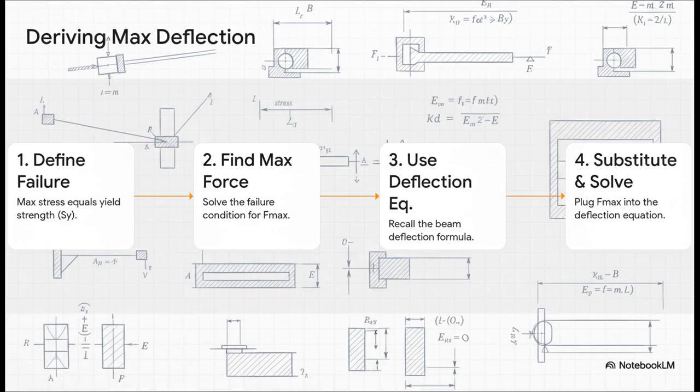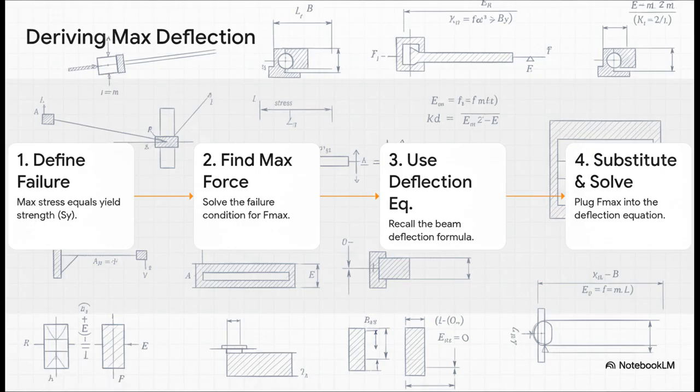First, we define our failure point as the moment the max stress in the beam hits the yield strength, Sy. Then, we can rearrange that equation to solve for the maximum force the beam can take. Next, we just plug that max force right back into our original deflection equation. And after a bit of algebra, voila, we get this incredibly powerful final equation.